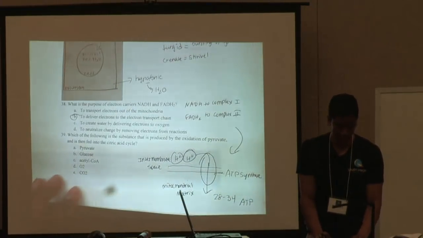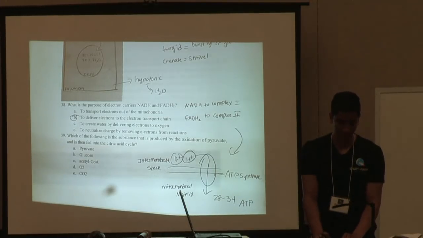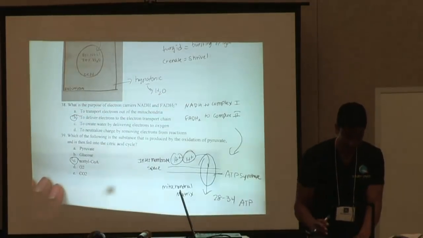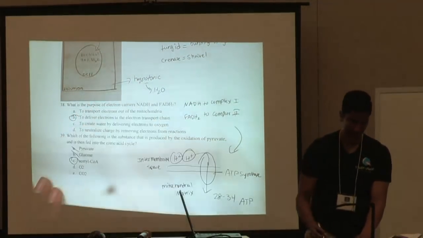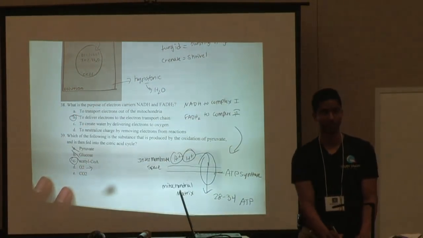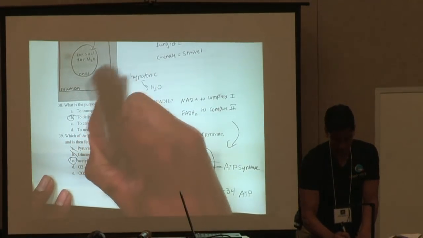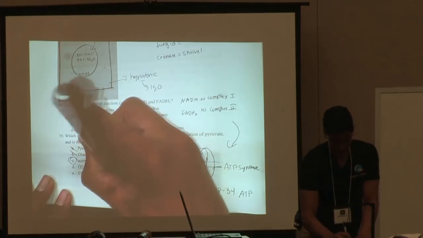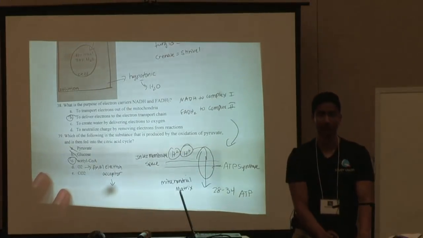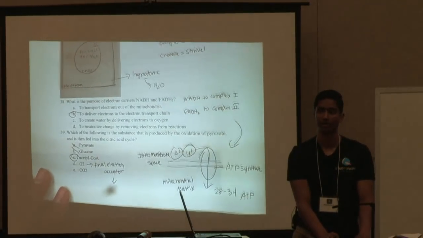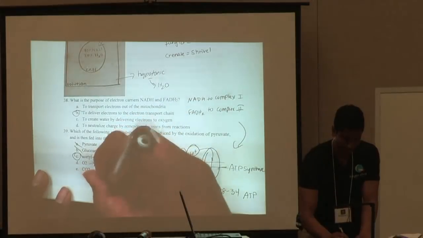All right, which of the following is the substance that is produced by the oxidation of pyruvate and then fed into the citric acid cycle? Acetyl-CoA. That's obviously not pyruvate, it's not glucose. What was the role of O2 again? Final electron acceptor. After it accepts that electron, it's now what? Water. Good.